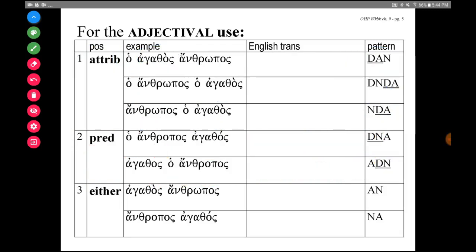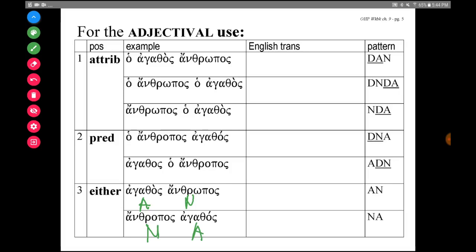What happens when the article is missing? If the article is missing and you have an adjective-noun pattern or a noun-adjective pattern, then the translation could either be attributive or predicative. It can either be a good man or a man is good.